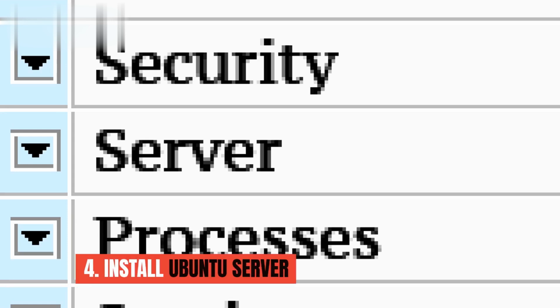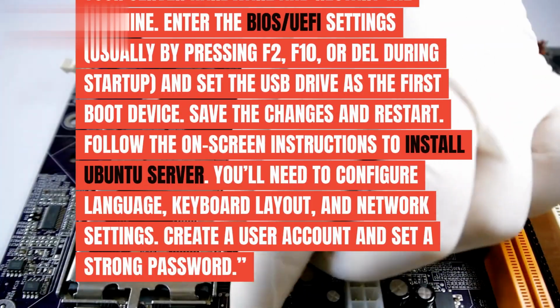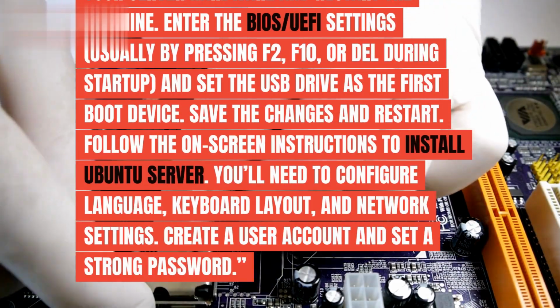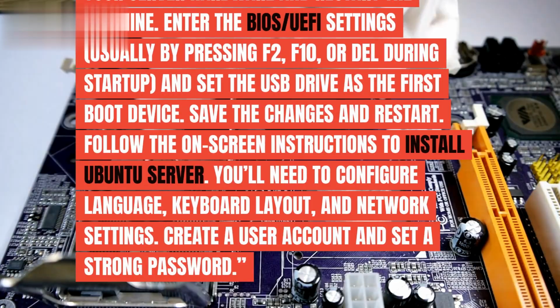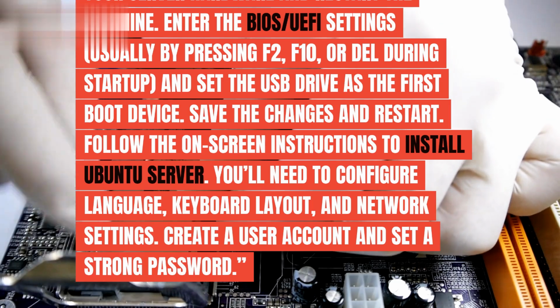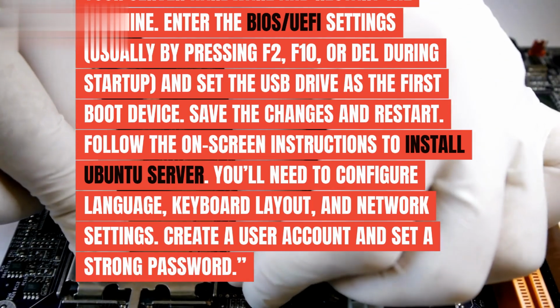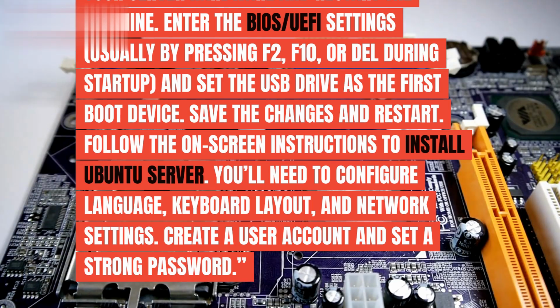4. Install Ubuntu Server. Step 4. Install Ubuntu Server. Details. Insert the bootable USB drive into your server hardware and restart the machine. Enter the BIOS or UEFI settings, usually by pressing F2, F10, or Del during startup, and set the USB drive as the first boot device. Save the changes and restart.